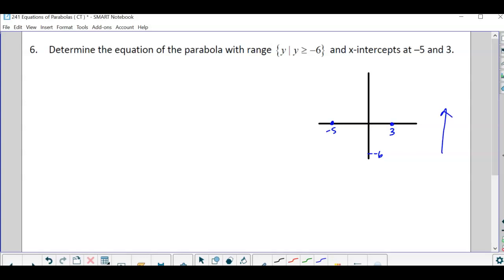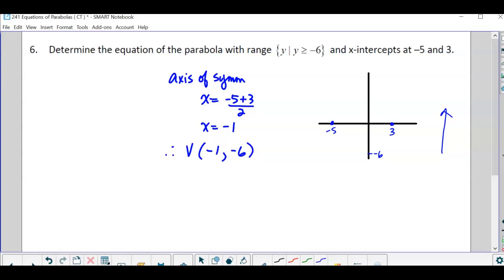You know then, for your vertex, the y value has to be negative 6, but the x value has to be halfway in between negative 5 and 3. So really, calculate your axis of symmetry first. So axis of symmetry is x equals (negative 5 plus 3) over 2, the average, which is negative 1. So therefore, the vertex is (-1, -6). So it's going to be here, going like this.